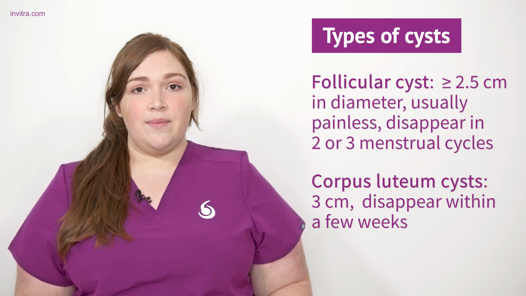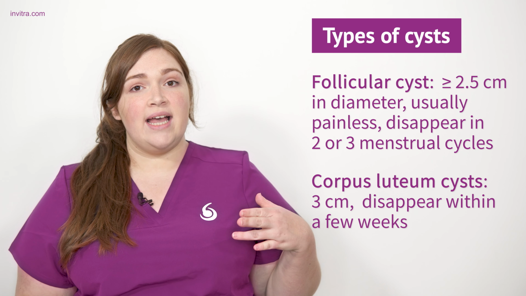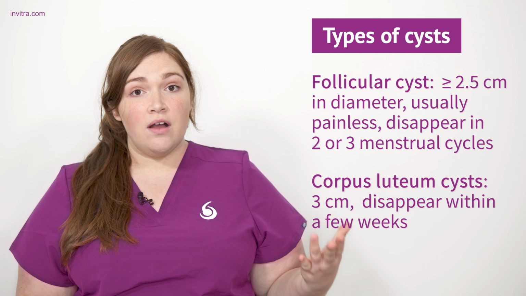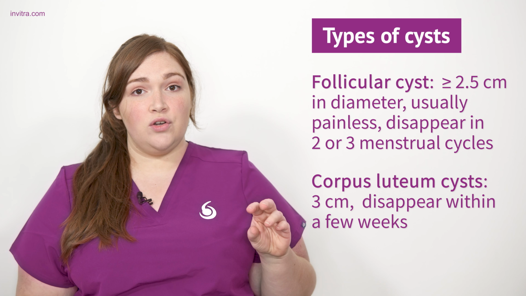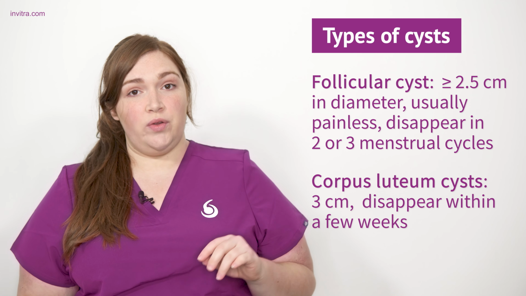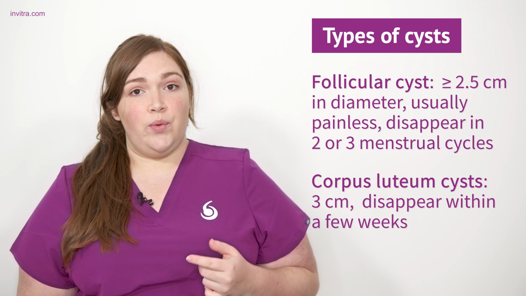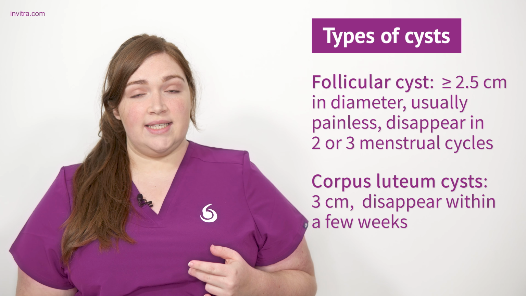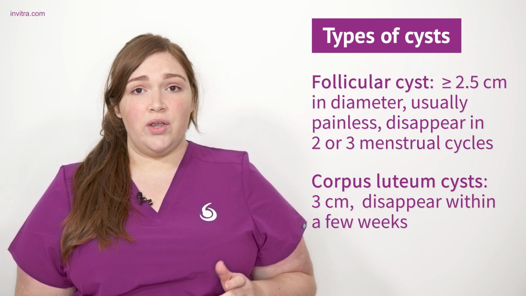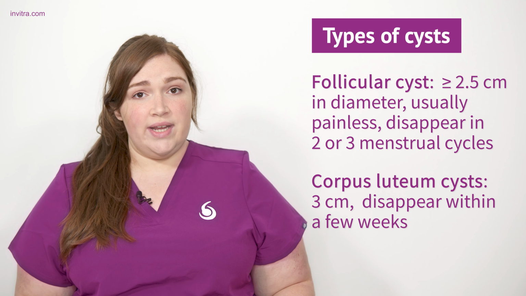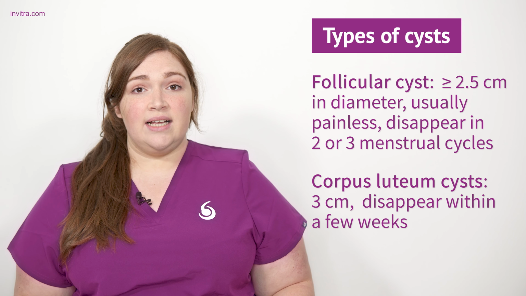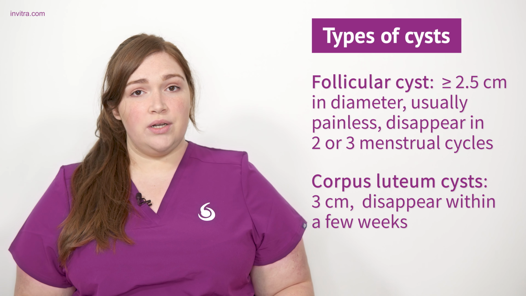This cyst forms once the egg has exited the follicle. The empty follicle is filled with fluid again, and there is where we have our second cyst. These cysts are a little bigger. They can be up to 3 centimeters, and they reabsorb in about 2 to 3 weeks.